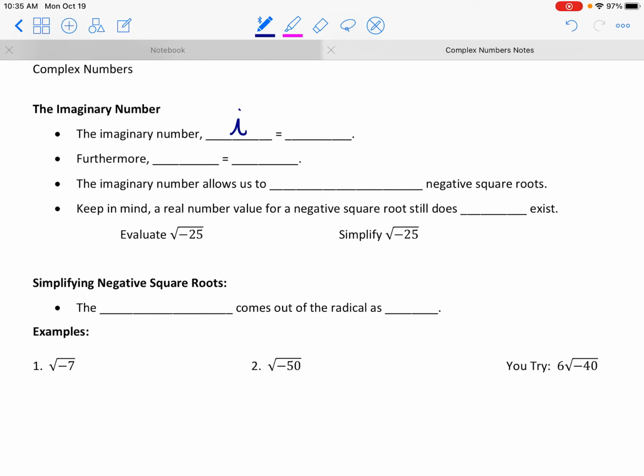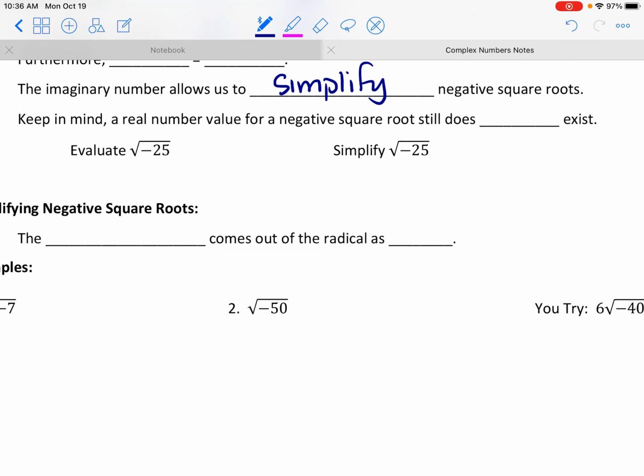Anyway, the imaginary number is defined for us as the square root of -1. What the heck, right? The square root of -1. And what this allows us to do is simplify negative square roots. Now be careful with language. A real number value is still not going to exist for a negative square root. So for example, if I said to evaluate, that means tell me a real number value for the square root of -25, a real number value for that negative square root still does not exist.